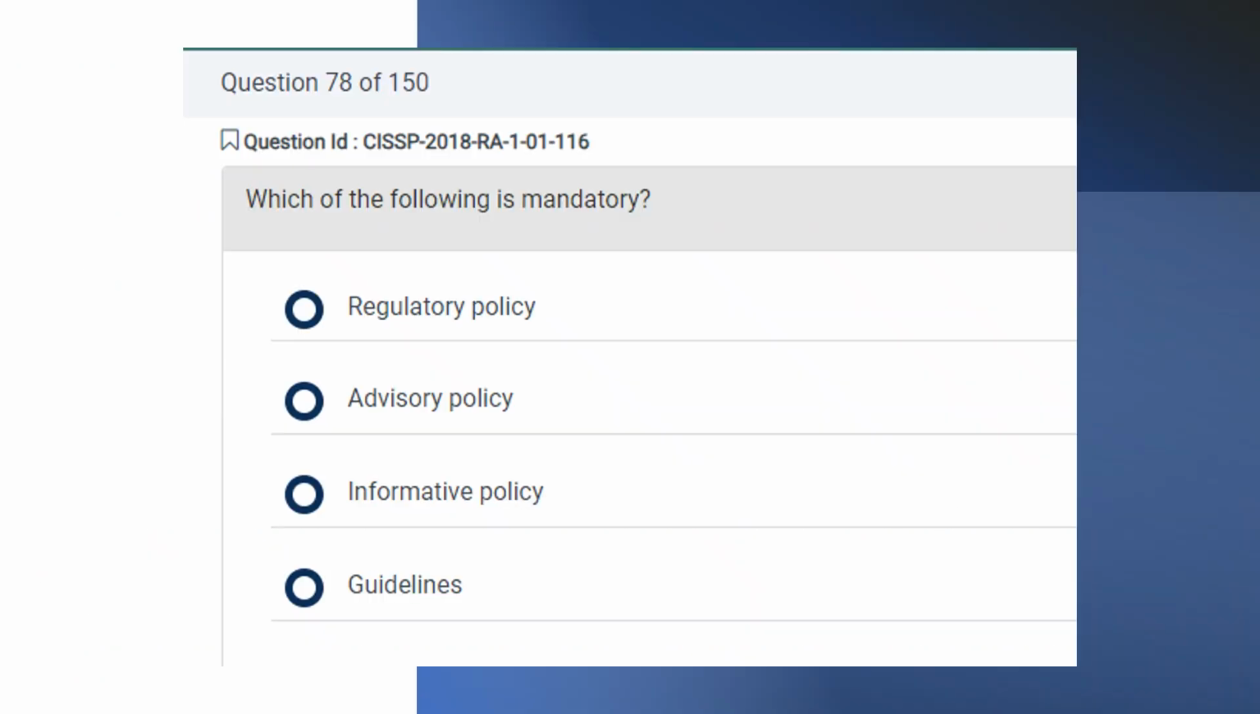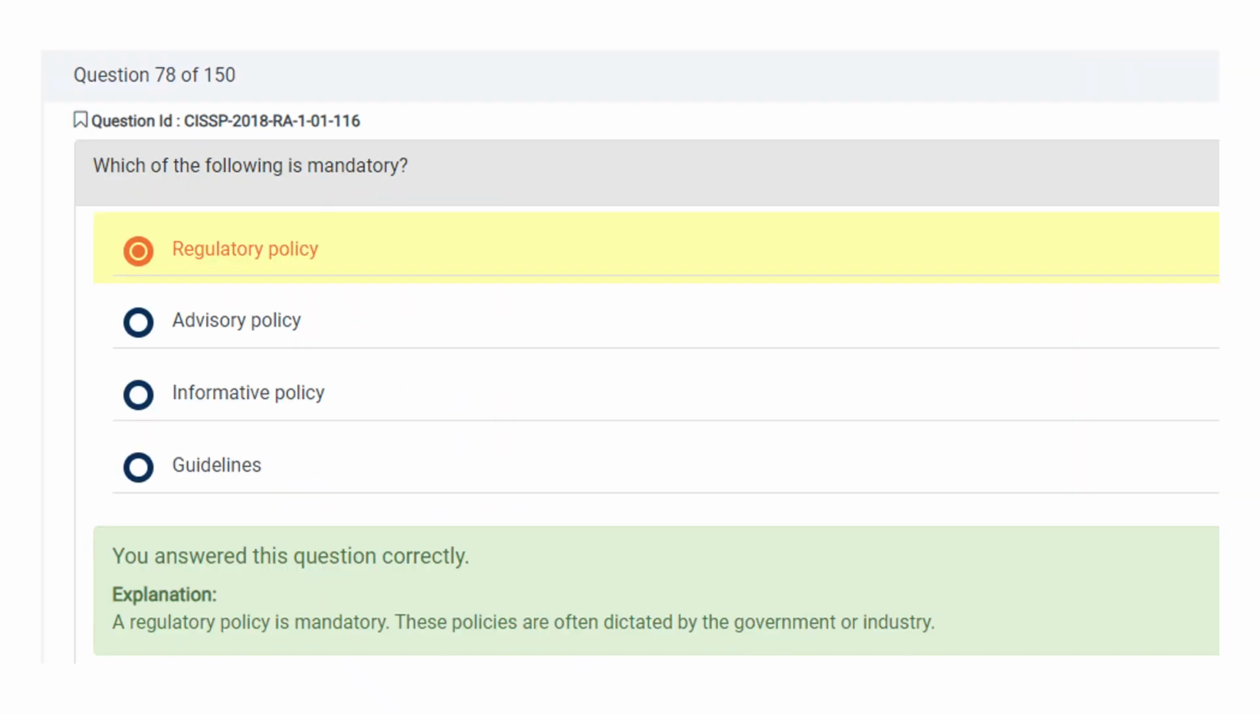Question 78. Which of the following is mandatory? A, regulatory policy, B, advisory policy, C, informative policy or guidelines. A regulatory policy is mandatory. These policies are often dictated by the government or industry.